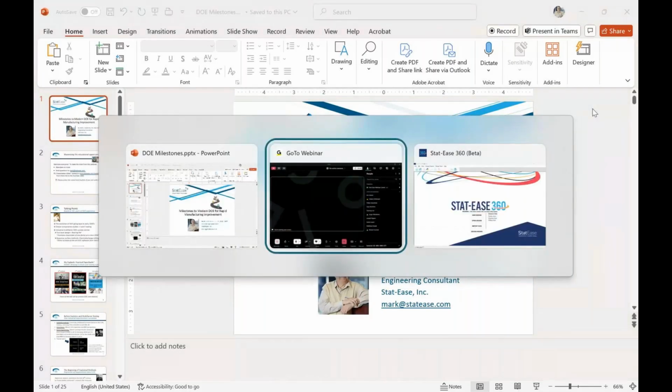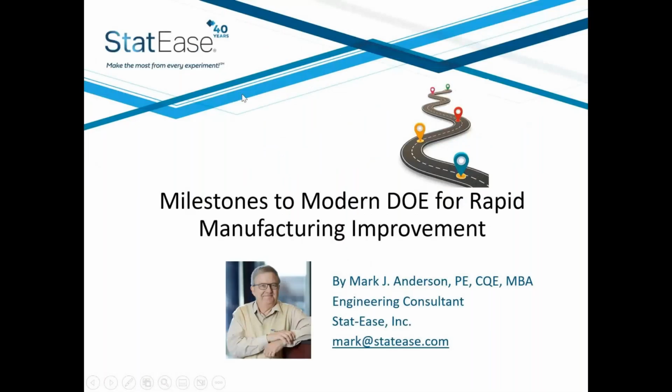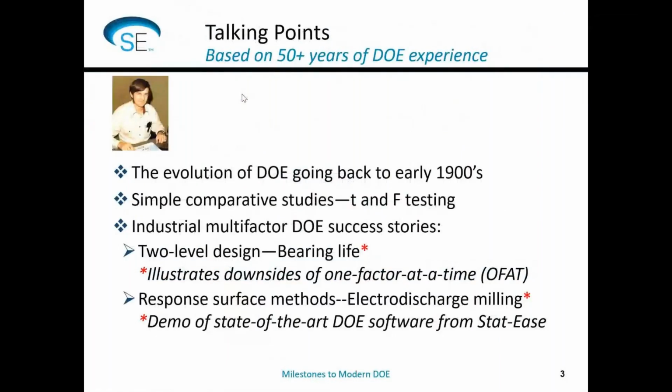I'm here to talk to you today about milestones to modern DOE for rapid manufacturing improvement. And there I am pictured, but you'll see coming up next that there's a picture of me from almost 50 years ago. This presentation is going to be based on a long amount of history going back to 1974 when I did my first design of experiments.